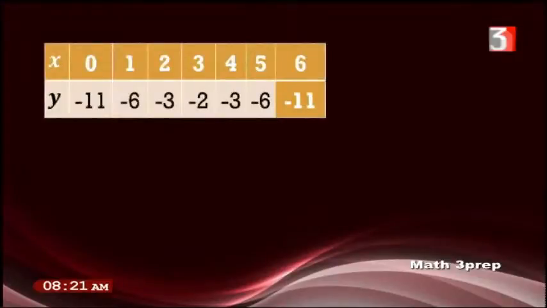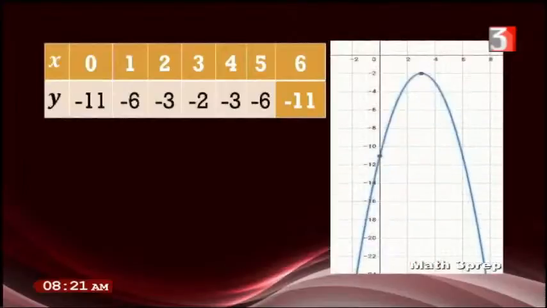When x equals 0, y equals negative 11. When x equals 1, y equals negative 6. When x equals 2, y equals negative 3. When x is 3, y equals negative 2. When x equals 4, y equals negative 3. When x equals 5, y equals negative 6. And finally, when x equals 6, y equals negative 11. And you are going to obtain a graph like that in front of you.